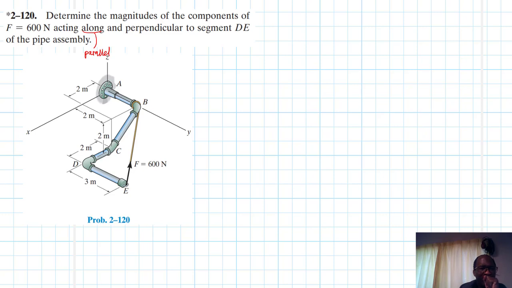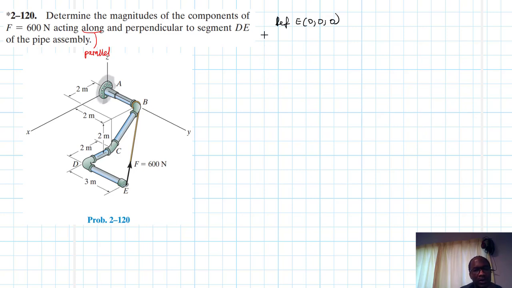We're going to use the concept of dot product. This problem is coming from the Engineering Mechanics and Statics textbook, 13th edition by R.C. Hibbeler. Alright, so first things first, for me, I'm going to get my reference as E. So E will be 0, 0, 0.